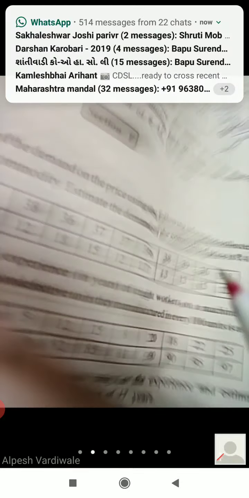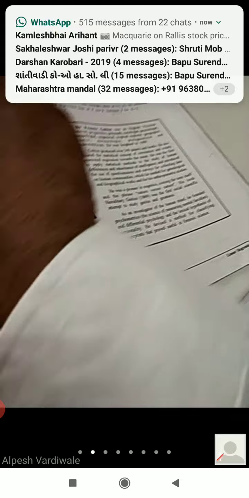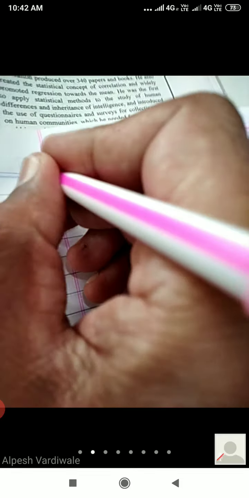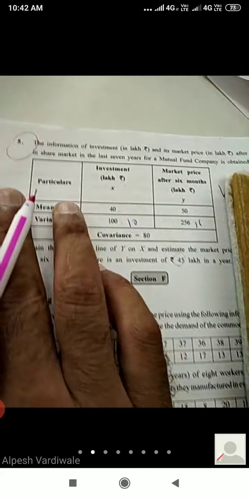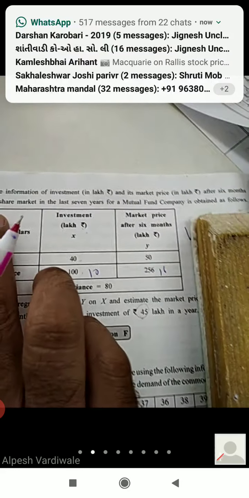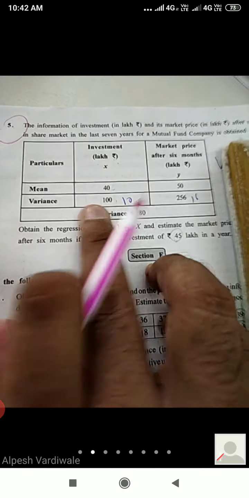Now the next one, that is the next page. Here is question number 5. So what is given here? The information on investment in lakhs and the market price in lakhs after 6 months in the share market in the last 7 years of all mutual fund companies is as follows. So here the means X bar and Y bar are given, the variances SX square and SY square are given, and the covariance is given.